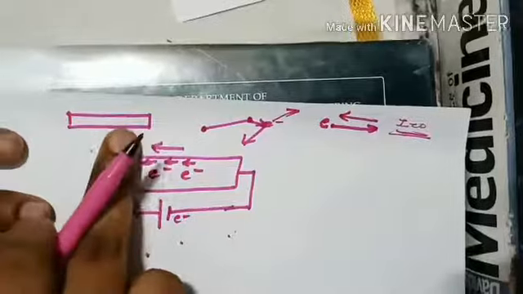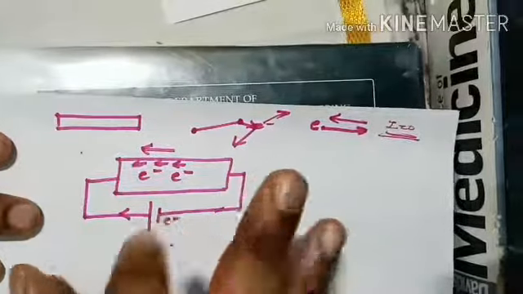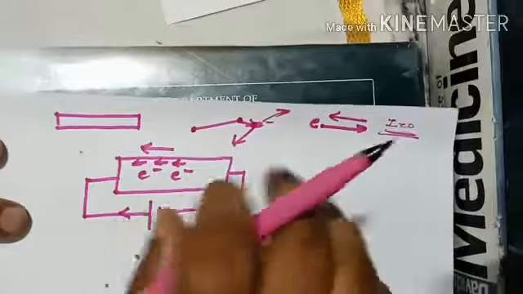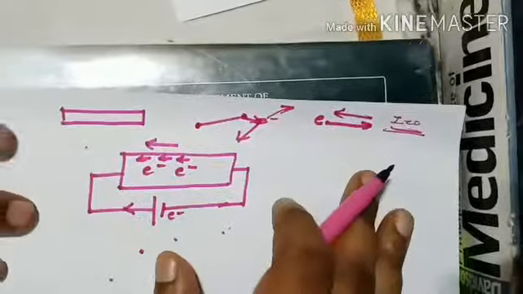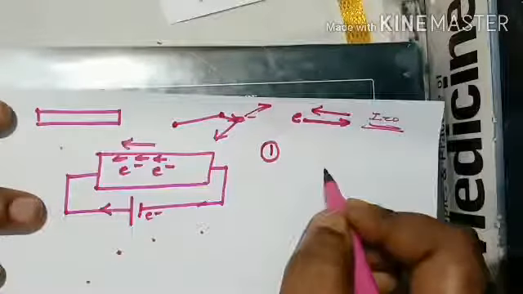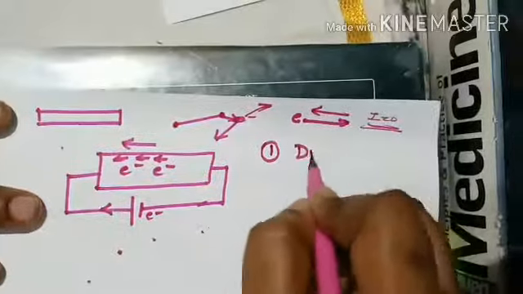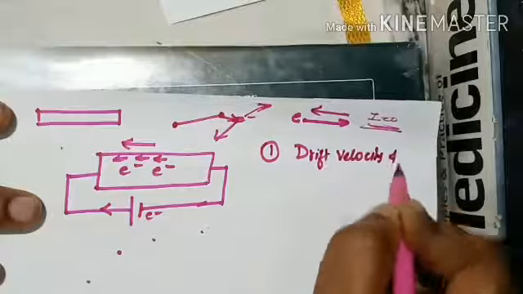Now we'll move on to the main concept which deals with the 12th class. This much portion is something which you have learned, I think, till 10th. So the first concept of 12th class from the chapter current electricity is drift velocity and mobility.